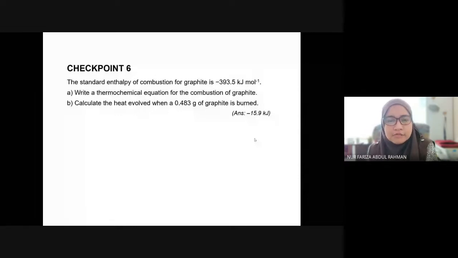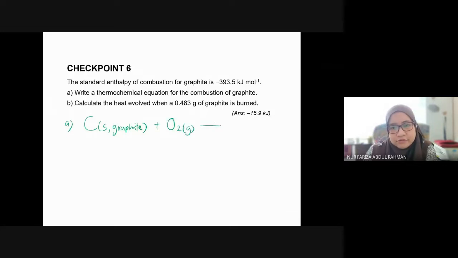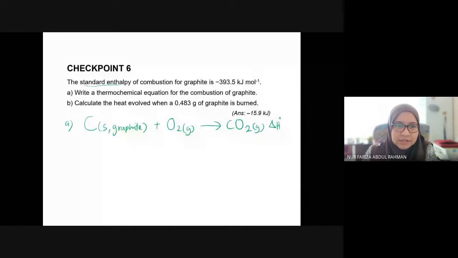The standard enthalpy of combustion for graphite is this. A, write a thermochemical equation for the combustion of graphite. Graphite is carbon, so it is in solid state and you must write graphite there. Compulsory. And then combustion of graphite, so you must have oxygen, and then producing CO2 in gas state. Don't forget the delta H of combustion because the question specifically mentioned the standard enthalpy of combustion. That means you have to include the standard symbol. If you don't include it, include it anyway, simple. I'm giving the sure-confirm answer. 5 kilojoule per mole of the substance being burned, in this case graphite. Okay, do we need to balance?